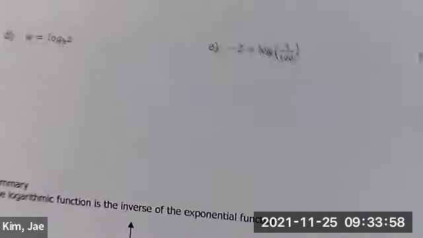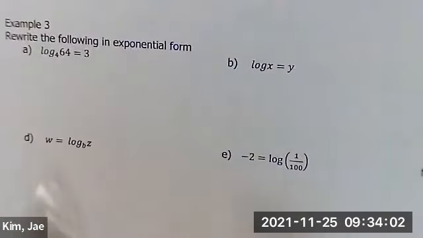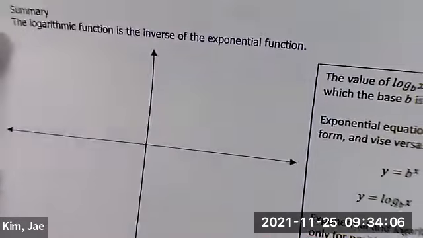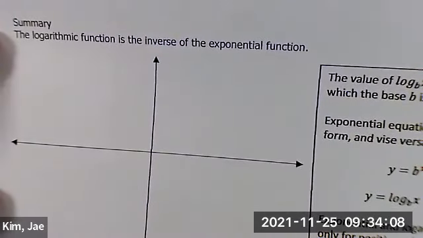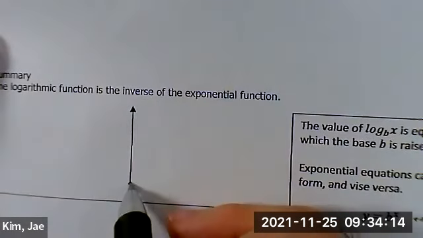Okay. All right. I ended up doing all three. Rewrite the following in exponential form. I think you'll be able to handle that. So in summary, a logarithmic function is the inverse of the exponential function. So we were just doing that. Might as well just work that out again.